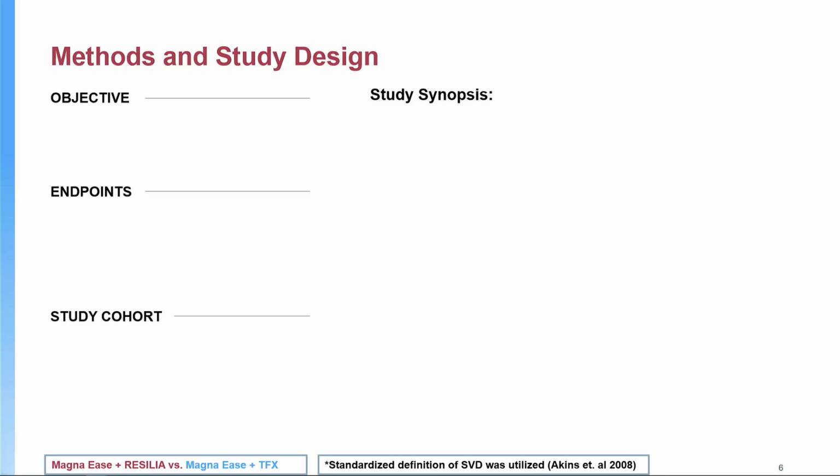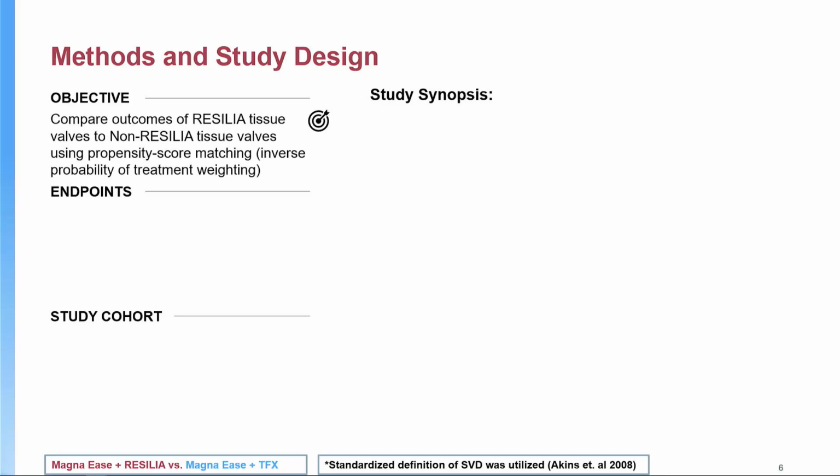So the methods and study design: the objective, I'm not going to repeat it again. The endpoints are all-cause mortality, SVD, reoperation, and reoperation due to SVD. I do have to mention that the definition of SVD in this study is not the VARC-2 or VARC-3 criteria. This is based on the STS-AATS-Akins criteria, which was utilized at the time of these studies.